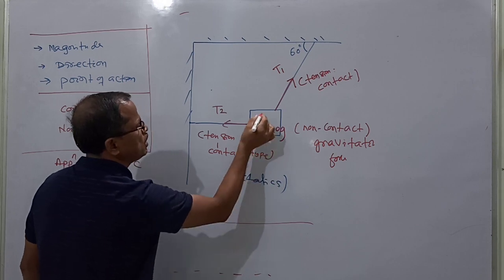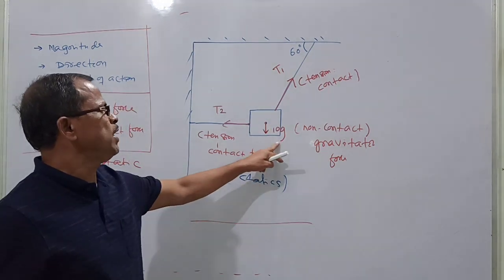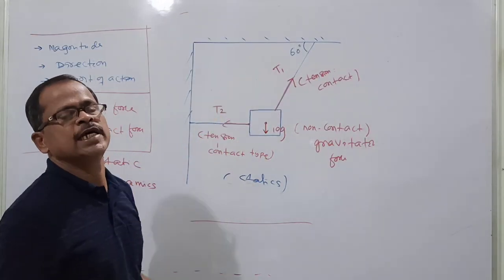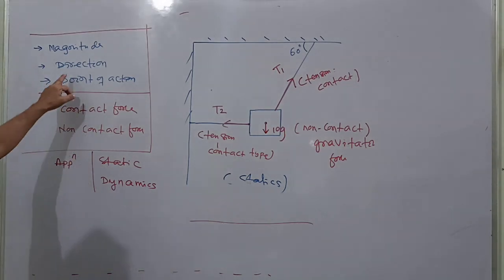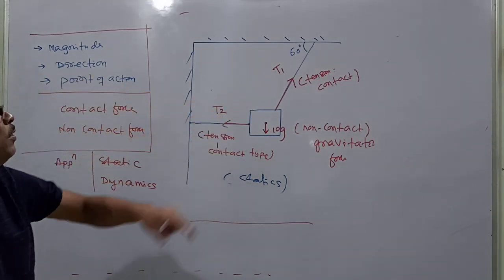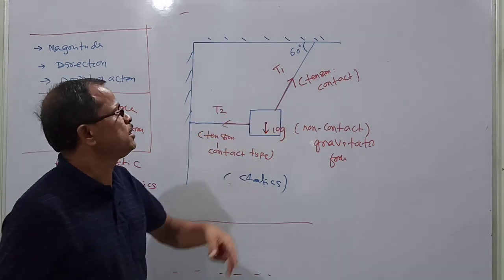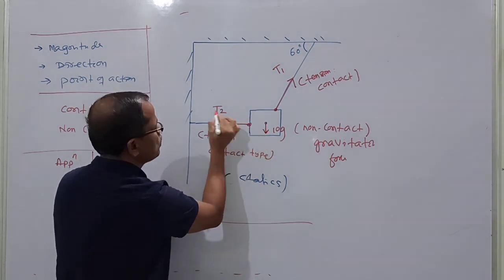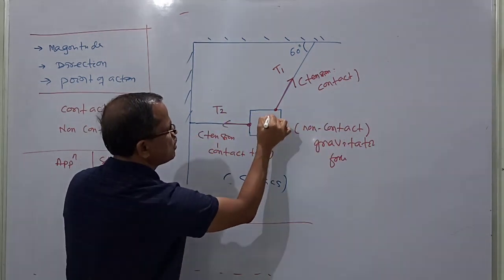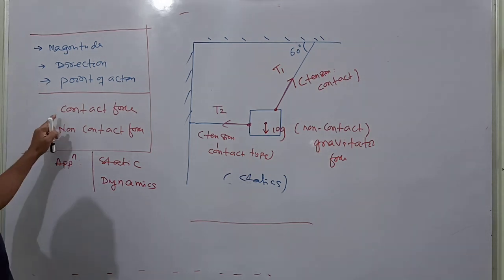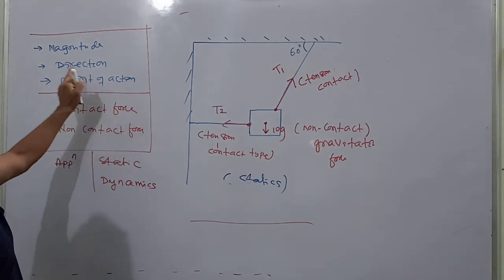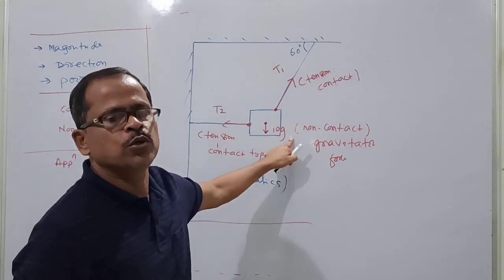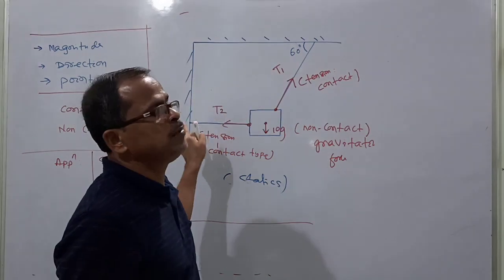Now in this body, how many forces are acting? One is the weight mg, another is tension T2, another is the force T1. Three forces are acting. I have shown the direction of forces. Point of action: this tension is acting at this point, a contact force. T2 is acting at this point, a contact force. Gravity through the center of mass is a non-contact force. Then contact force, non-contact force, point of action, direction, magnitude. The magnitudes I know, I am writing. The magnitudes I don't know, I am just writing the names T1, T2.